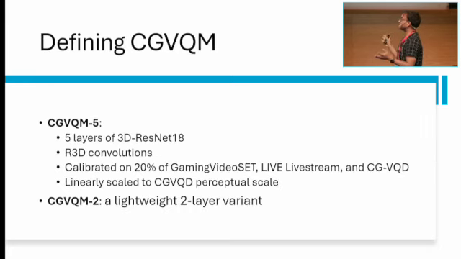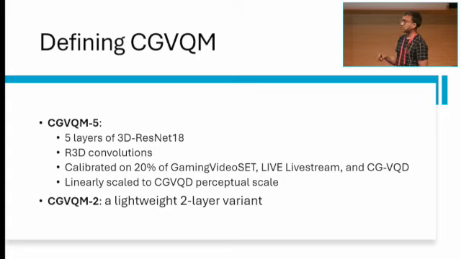So we take out some of the best configurations from our experiment and define a CGVQM metric, which we release open source after this talk. The definition of CGVQM5 is we use 3D ResNet 18, we take the 5 layers out of it, we use R3D, vanilla 3D convolutions. It's calibrated on 20% of gaming video set, live stream set, and CGVQD. And the metric outputs values in the CGVQD scale, which is the perceptually meaningful scale of very annoying distortions, slightly annoying distortions, or imperceptible distortions.